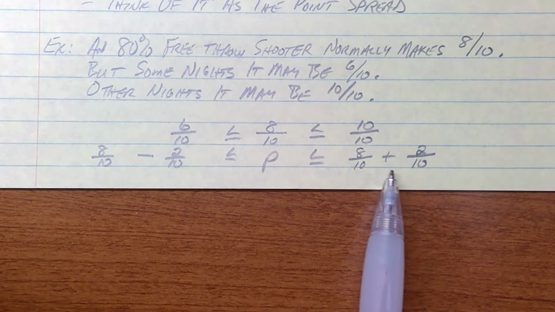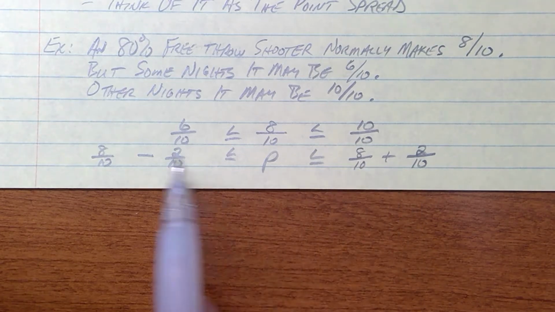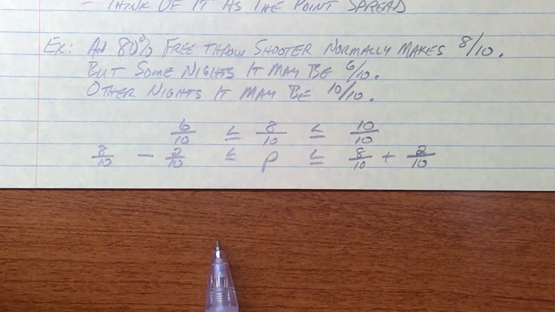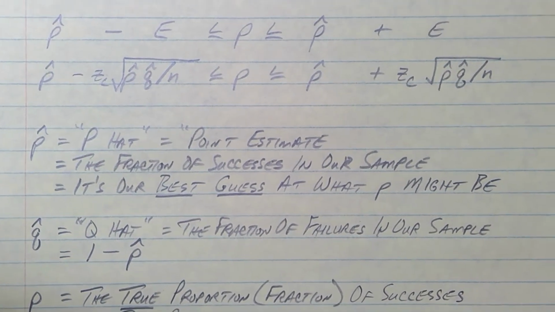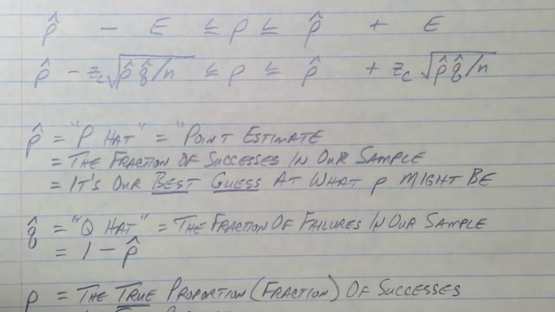Gamblers call it a point spread. We think it's 8, give or take 2 points. So it's 8, give or take 2. So think of margin of error as a point spread. All right, let's go back up and look at all of our symbols.